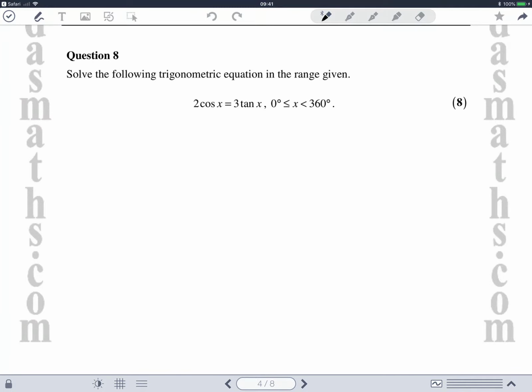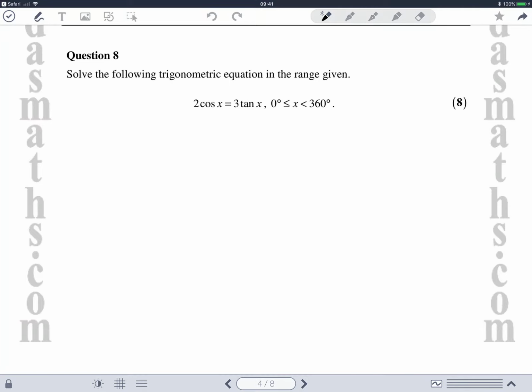Okay, this is question 8 on the Madas MP1 series, paper N, and we're asked to solve the following trigonometric equation in the range given. So 2 cosine x equals 3 tan of x, where x is between 0 and 360, inclusive of 0, strictly less than 360.